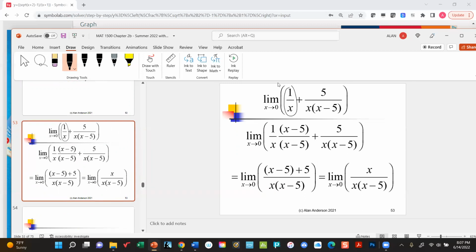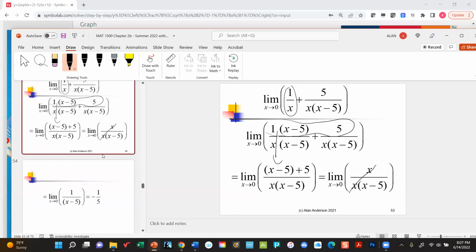These two I'll combine to come up with this expression. The common denominator is just x times x minus 5. So this reduces to x over x times x minus 5, and these cancel out very nicely. Yeah, this is working out very well, I would say. And then you just end up literally with 1 over 0 minus 5, which is minus 1/5.